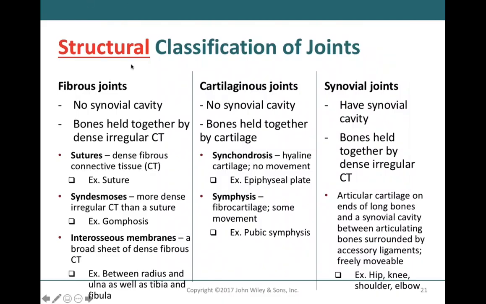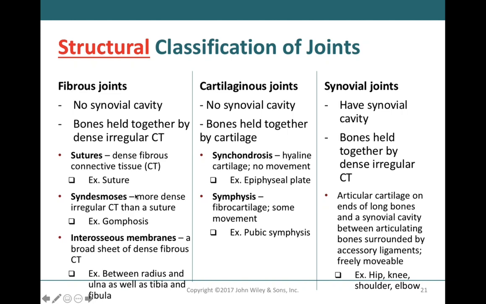So here I've just posted this slide for our structural classification of joints. As I said, these tend to be a little bit more involved than our functional classifications are. I'm just going to take another quick second to go over these. Fibrous joints are not going to have a synovial cavity, and they're going to be held together by dense, irregular connective tissue. We have three types: sutures, syndesmoses, and interosseous membranes.